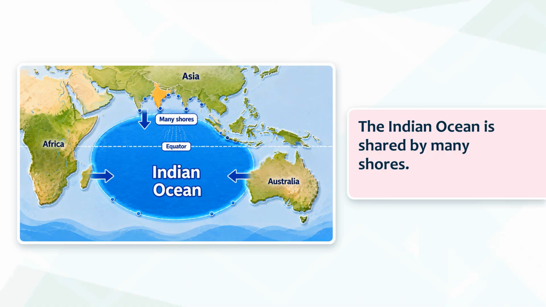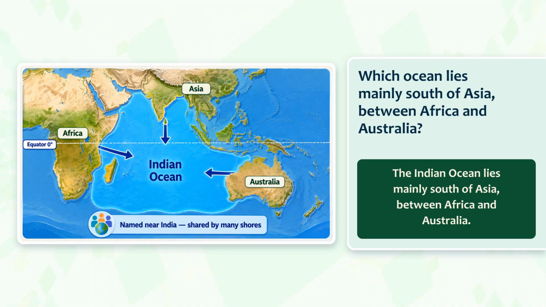A geographic name identifies a region. It does not grant ownership. Use all 3 land arrows, not the name alone. Which ocean lies mainly south of Asia, between Africa and Australia? The surrounding positions point to one region. The Indian Ocean lies mainly south of Asia, between Africa and Australia. The equator also crosses its northern part.